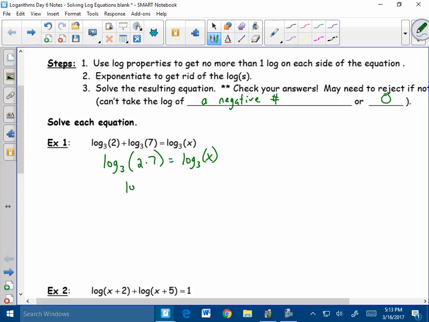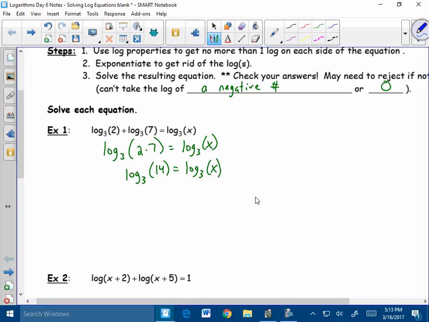And then I can clean that up and multiply inside my parentheses here. So now I've got log base 3 of 14 is equal to log base 3 of x. Okay, now I've got it so that there's only one log on this side and only one log on that side. That's the goal. So once that happens, I can get rid of my log, right? They have the same base. So that means I can get rid of them by exponentiating. So I'm going to introduce 3 as a base. So 3 to both sides.